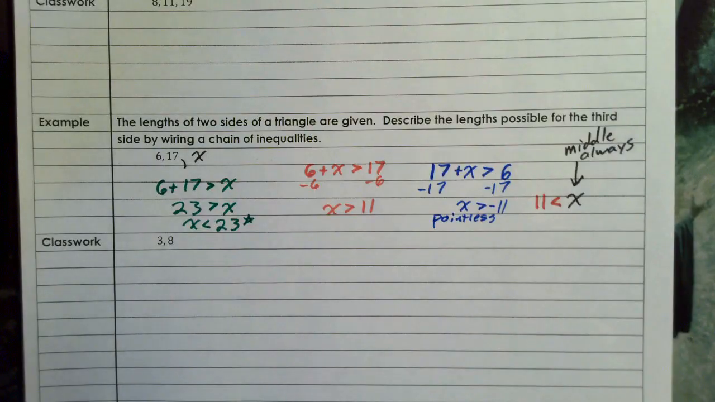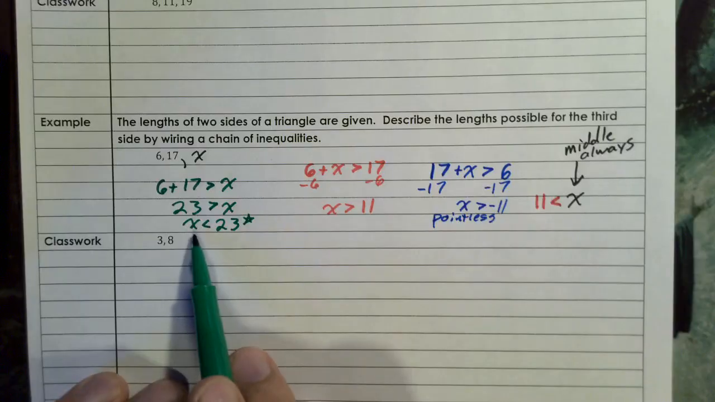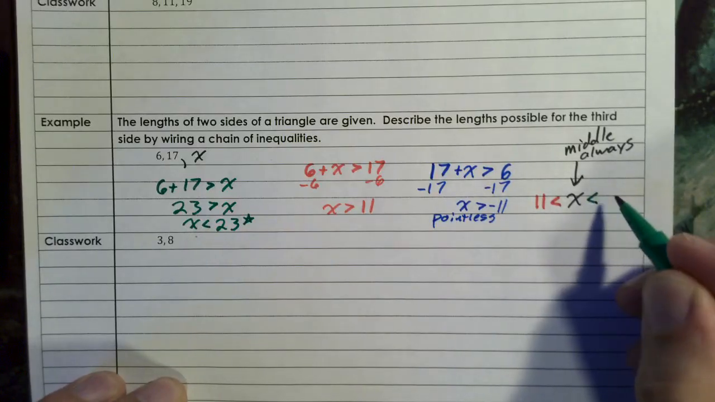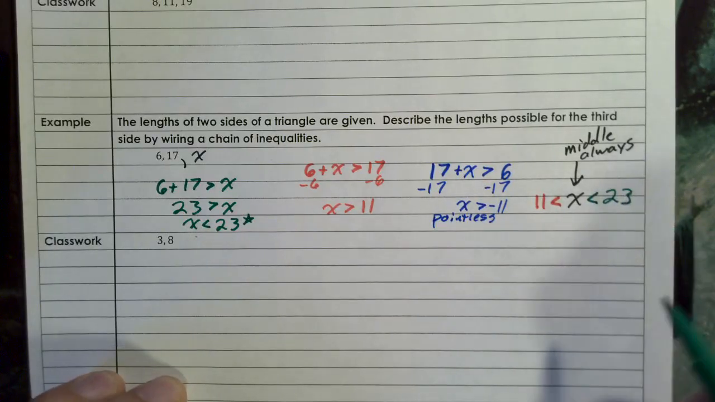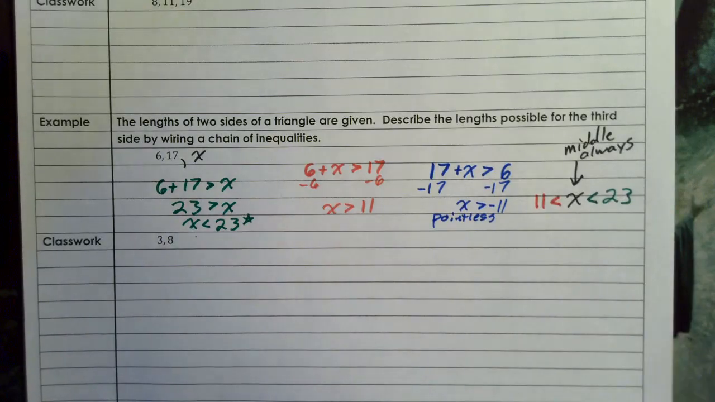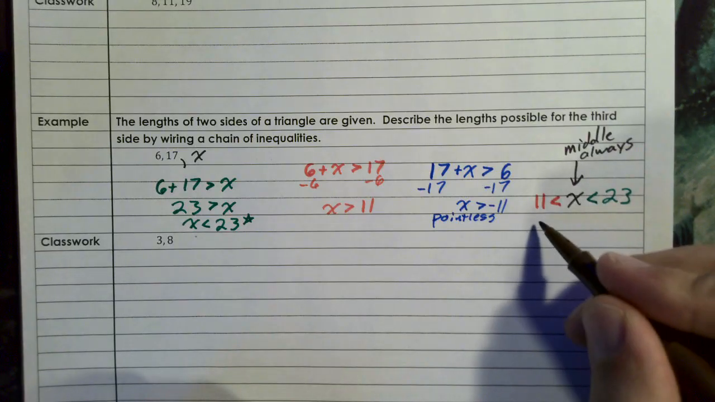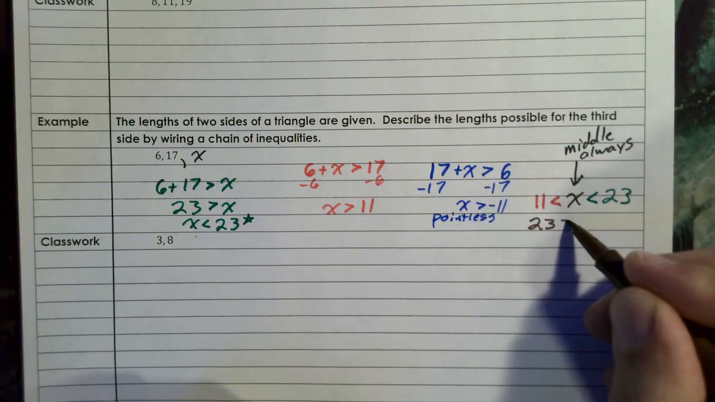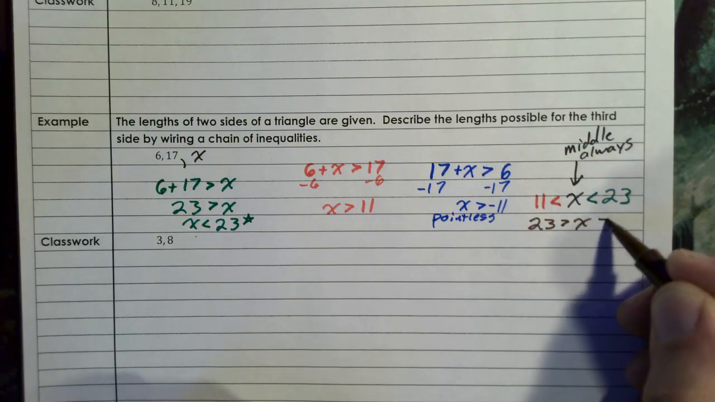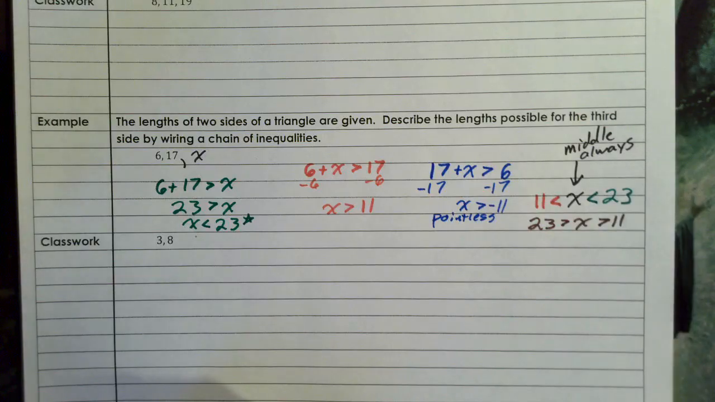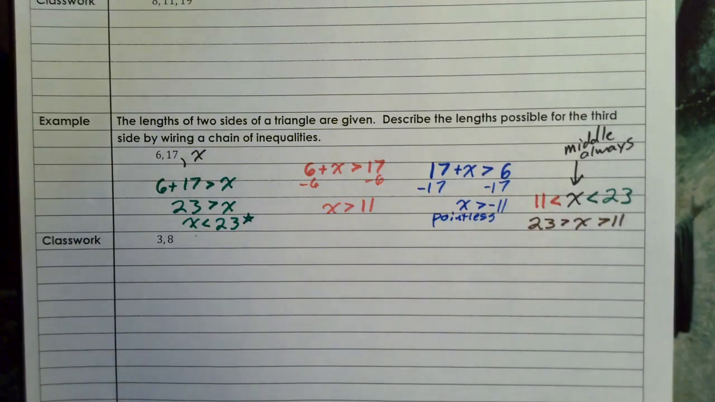And then we've also got this piece over here. X has to be less than 23. If we wrote that in the opposite order, you would be okay, but I would always keep X in the middle. So we could have also said 23 is bigger than X, which is bigger than 11. That would also be fine, but I like doing that top one first.